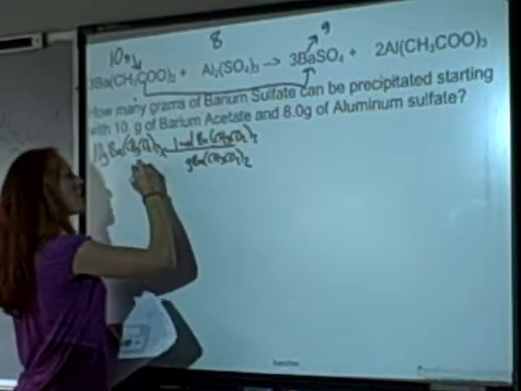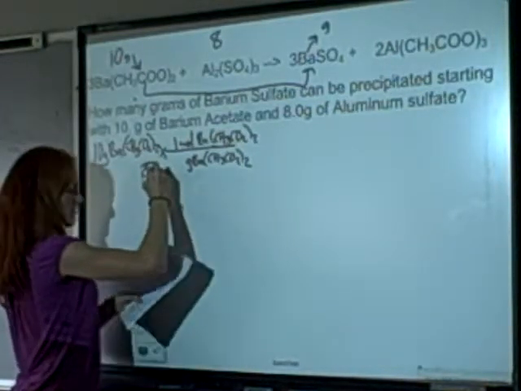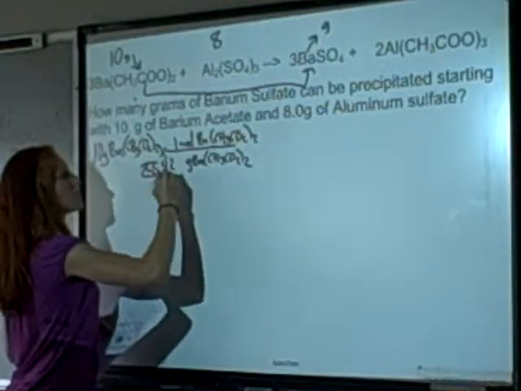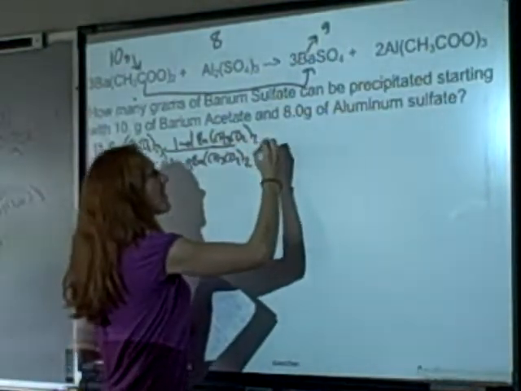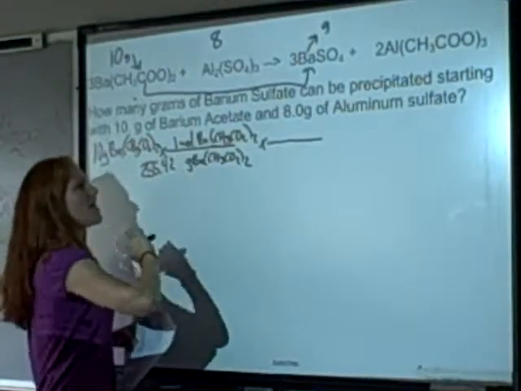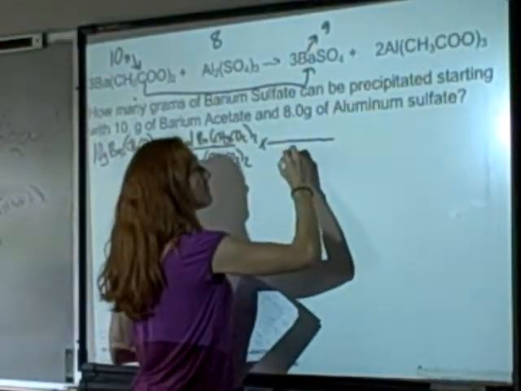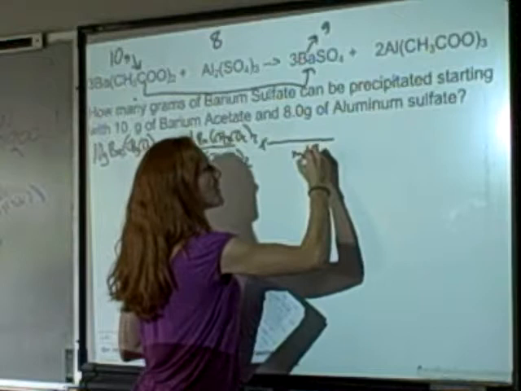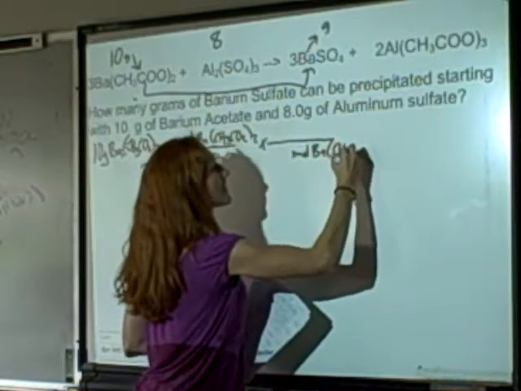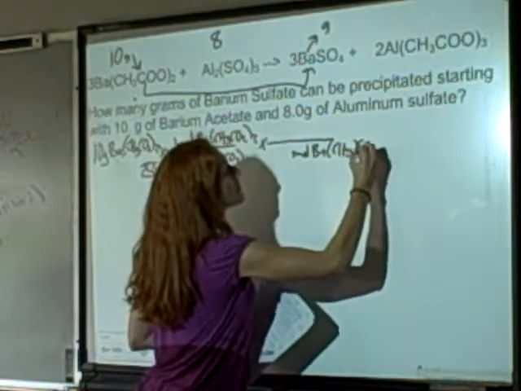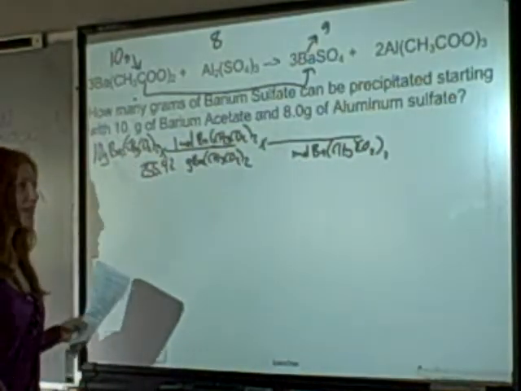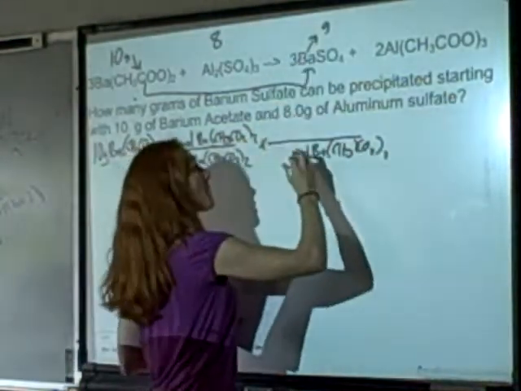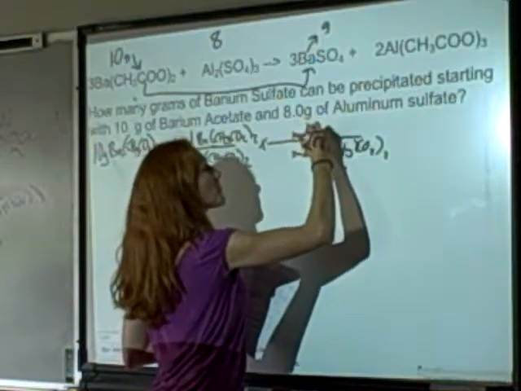I use the periodic table, add them all up, and I've already done that, so it's 255.42 grams of barium acetate for every 1 mole of barium acetate. And then, since this is what I have, it's the unit that goes on the bottom, moles of barium acetate. Okay, so I'm going to go from moles of barium acetate related to what I want to know about, which is moles of barium sulfate.